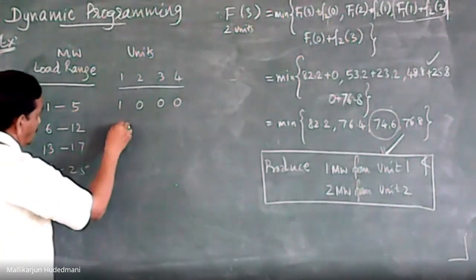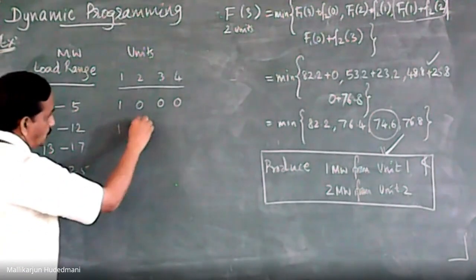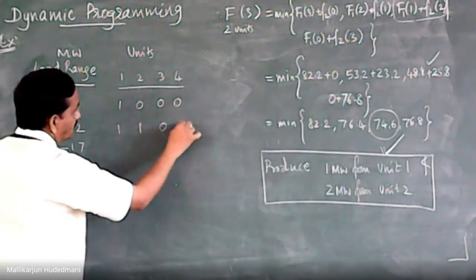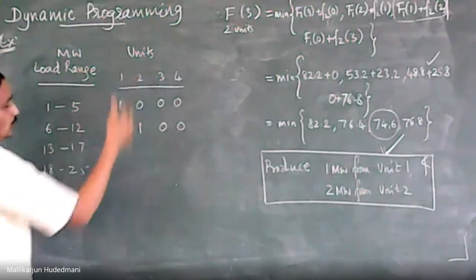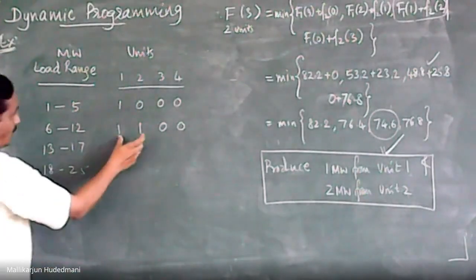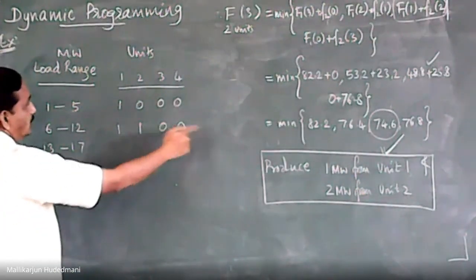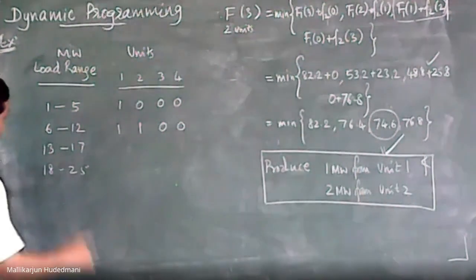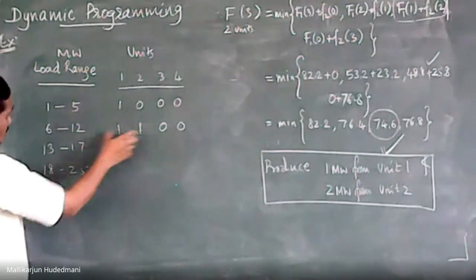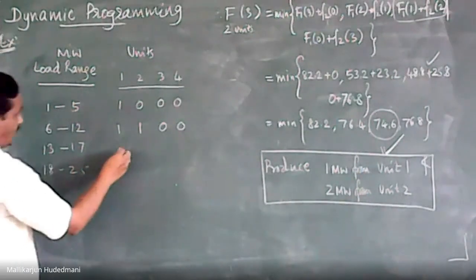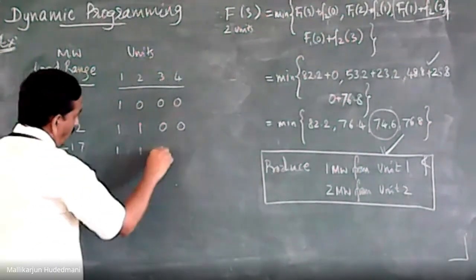Then what I will do? Machine 1 along with machine 2 I will load. I will not use these two. What is that? For a range of 6 to 12 megawatt, I may be using 1 and 2. This may be 1, 1. I make active, active, deactive. If the load is 13 to 17 megawatt, for example, these two machines cannot fulfill this range. I may require 1, 1, 1, 0.